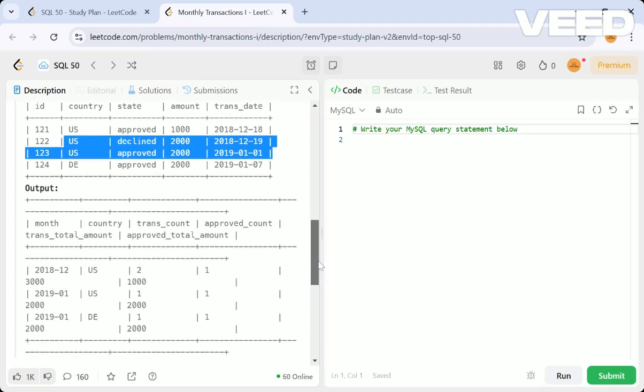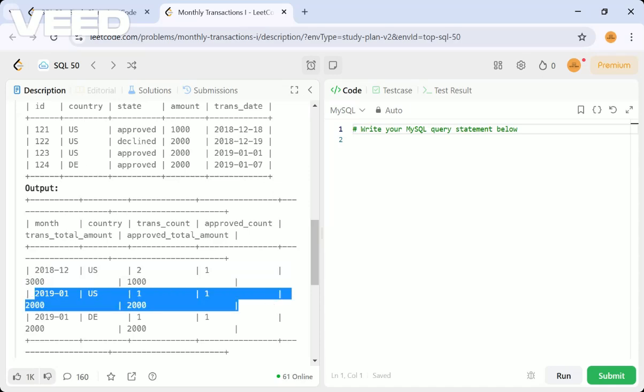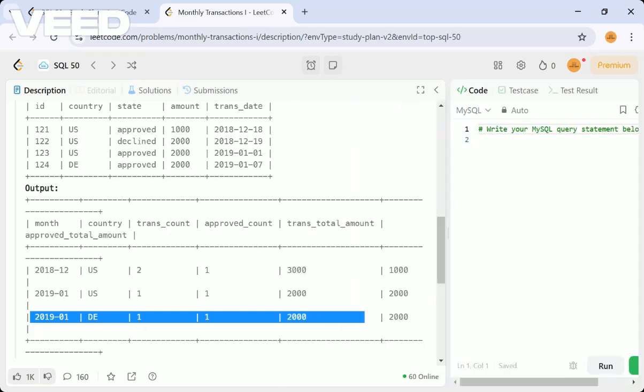I hope you understood. In the output you can see the US combination for 2018-12 is one group, US 2019-01 is a different one, and this other combination is different as well. So this is clear, right? Grouping with country name and month is fine. Now what do they ask next? Let me expand this. So the country and month are fine now.